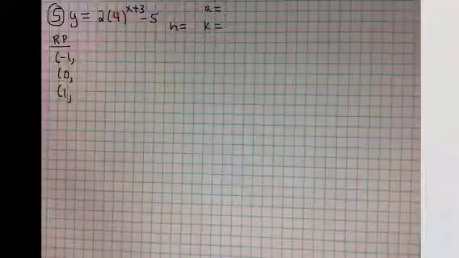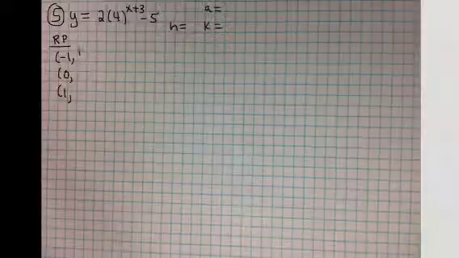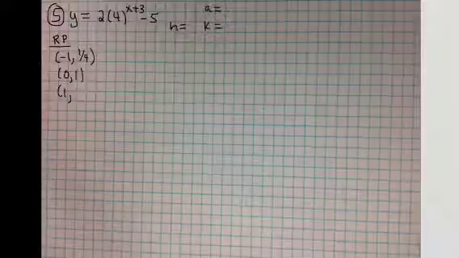Okay, number 5, again, we look at the base number right here, which is 4. So we know that it's another growth function. Okay, not a decay, but a growth. Why? Because 4 is bigger than 1. And so our reference points are negative 1, 1 over b, so 1/4, 0, 1, and 1 b, so 1/4.